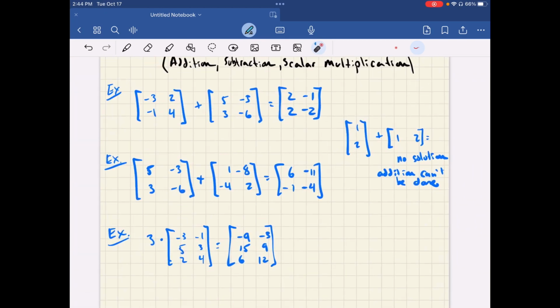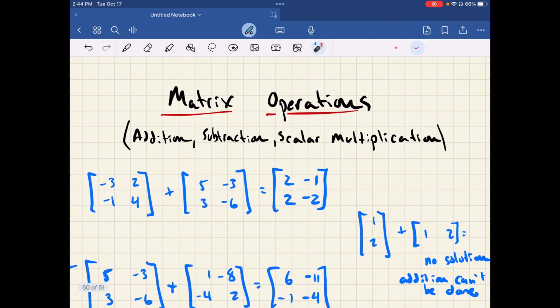Those are the basics. We have addition, subtraction, and scalar multiplication. Quick reminder, for addition and subtraction, I have to have the same dimensions in order to perform the addition or subtraction. And for scalar multiplication, very similar to the distributive property, I want to take that number that's outside the matrix and multiply it to every element that is inside of my current matrix.